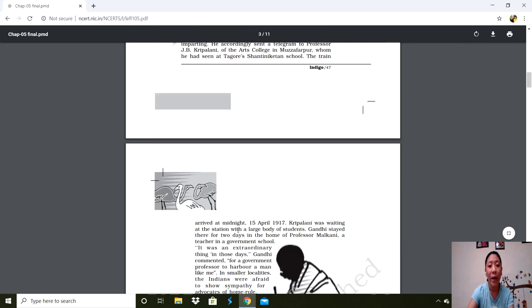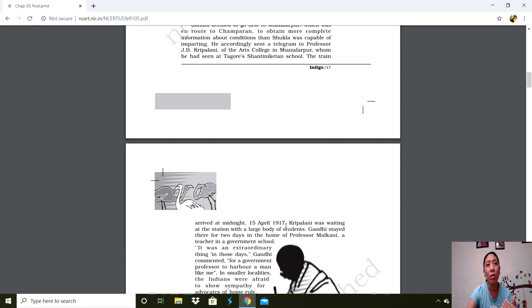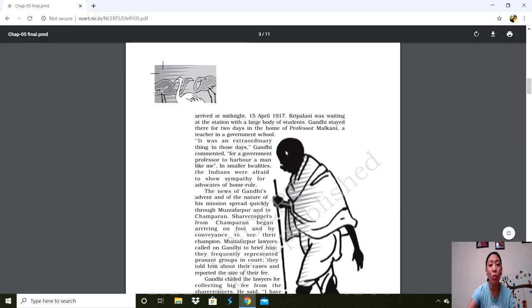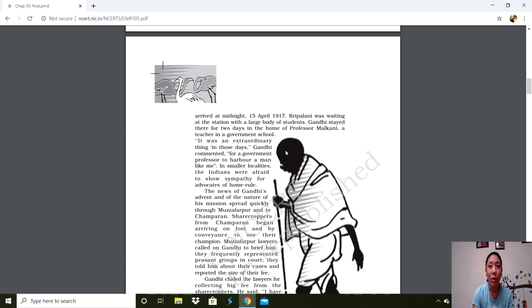The train arrived at midnight, 15th April 1917. So the train that was taking Mahatma Gandhi and Rajkumar Shukla reached Muzaffarpur at midnight. Midnight means 12 a.m. exact. And the day on which they arrived was 15th April 1917. Kriplani was waiting at the station with a large body of students. So Kriplani was there with a group of students to welcome Gandhi at the railway station.